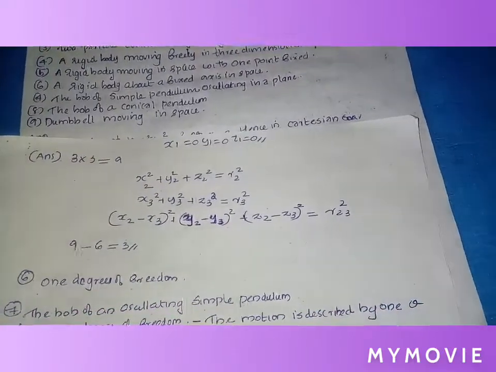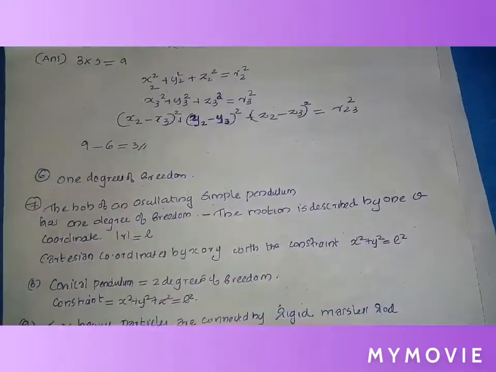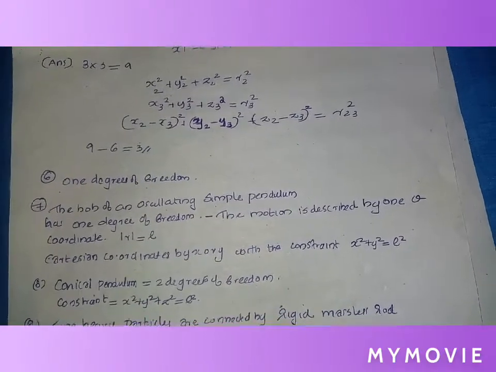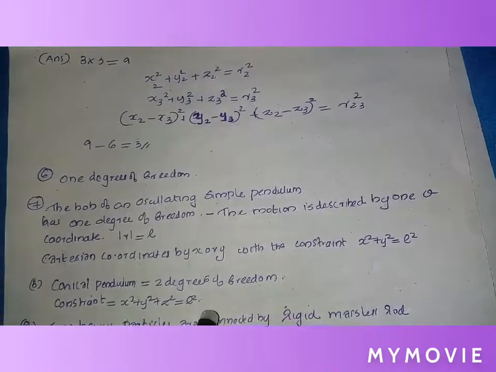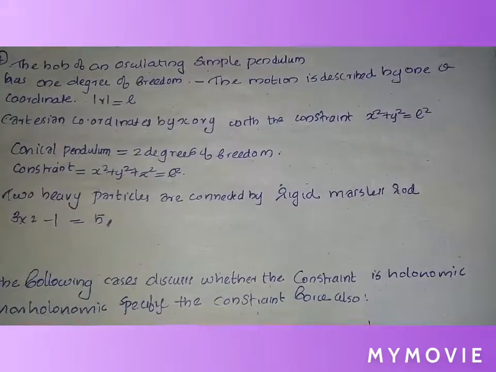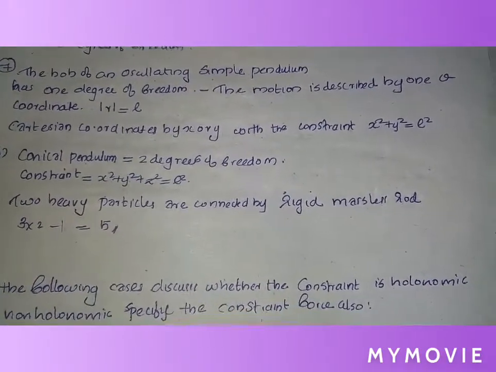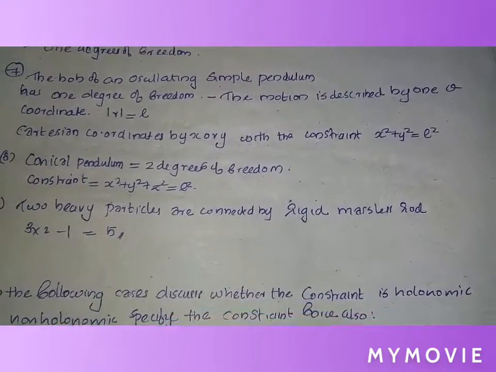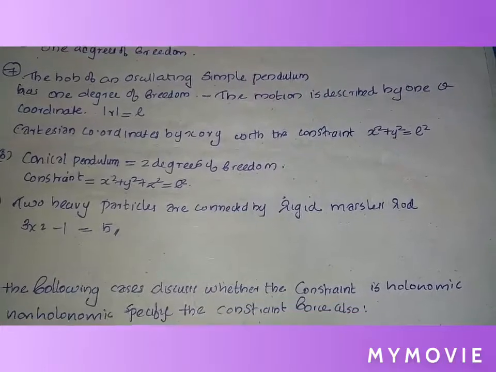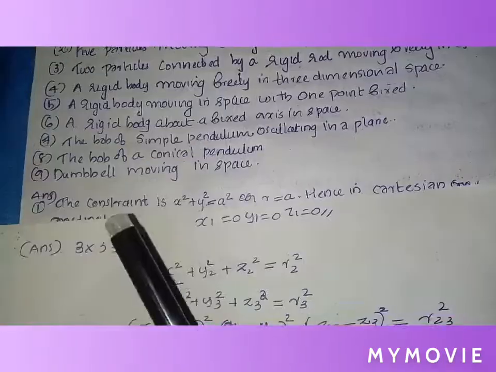Next, the bob of a conical pendulum. We know that in a conical pendulum we have a constraint, that is x square plus y square plus z square is equal to L square. We need 3 coordinates to specify the position of a conical pendulum bob, but here there is one constraint, that is x square plus y square plus z square is equal to L square, so 2 degrees of freedom.